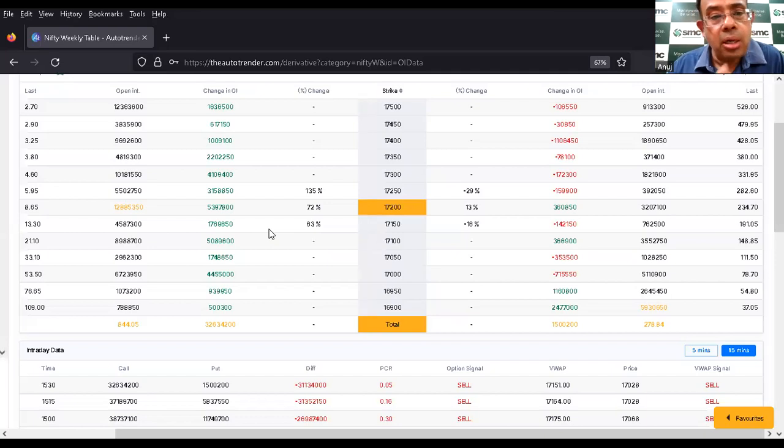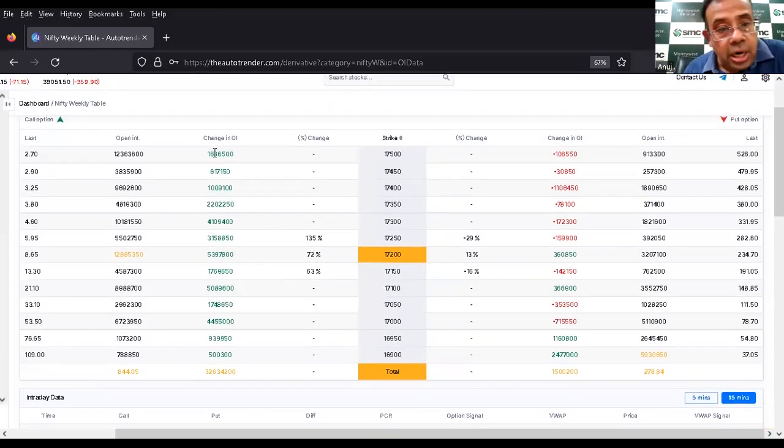So remember that no position should be taken near support or resistance if it is a fresh position, or even if you are holding an existing position, you should look to liquidate your position near support or resistance. That is it. The third thing over here is your change in OI.